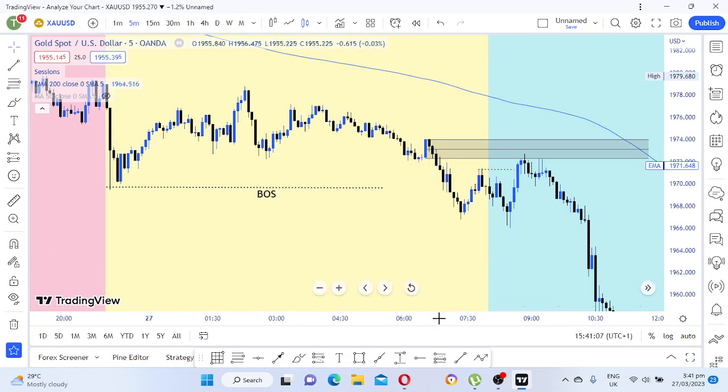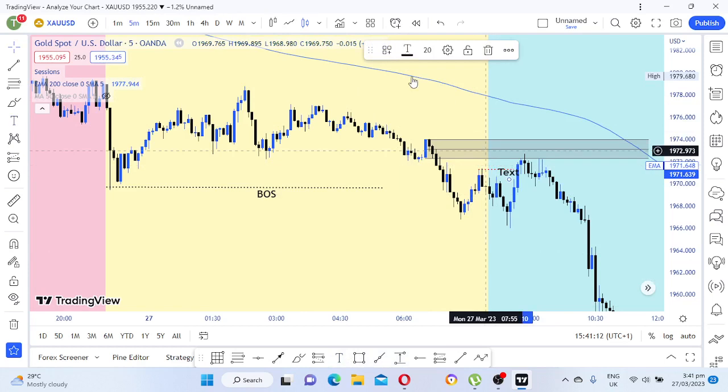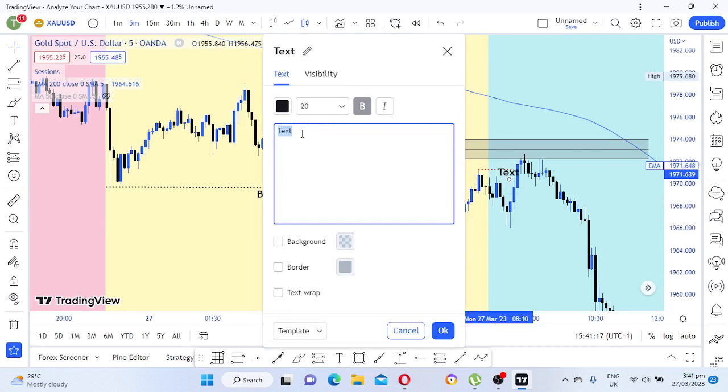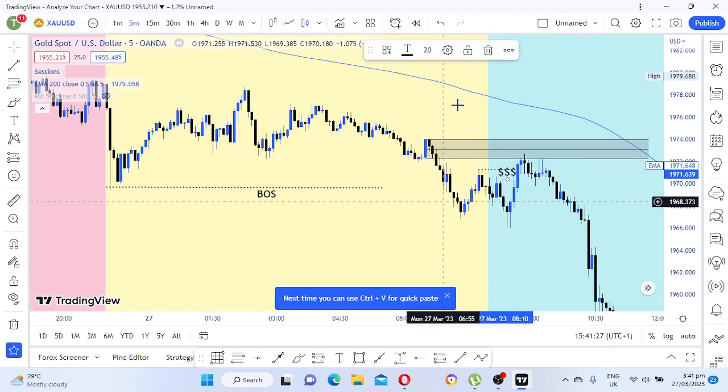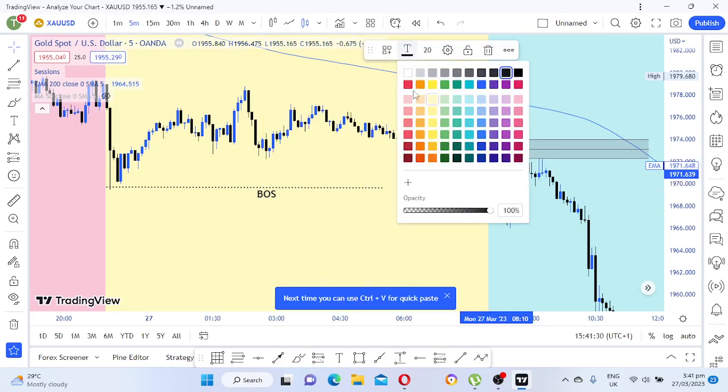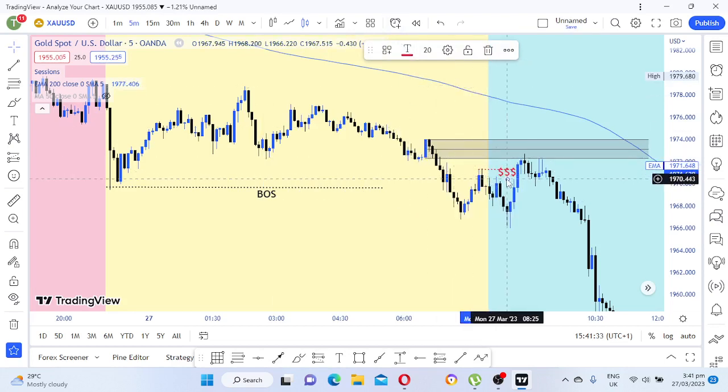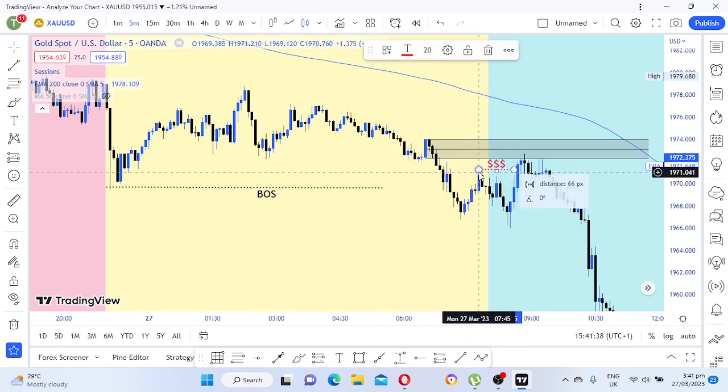This was just to induce traders to sell the market, to sell gold earlier. This was inducement, just to induce other traders to sell here.